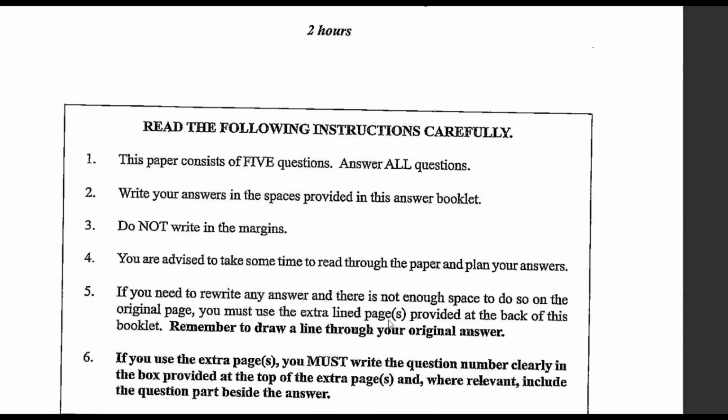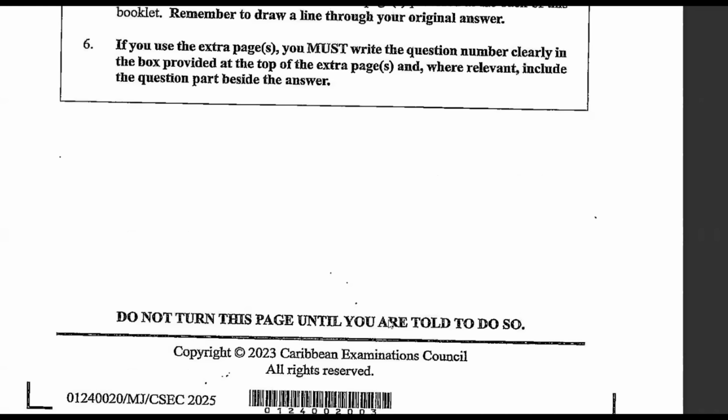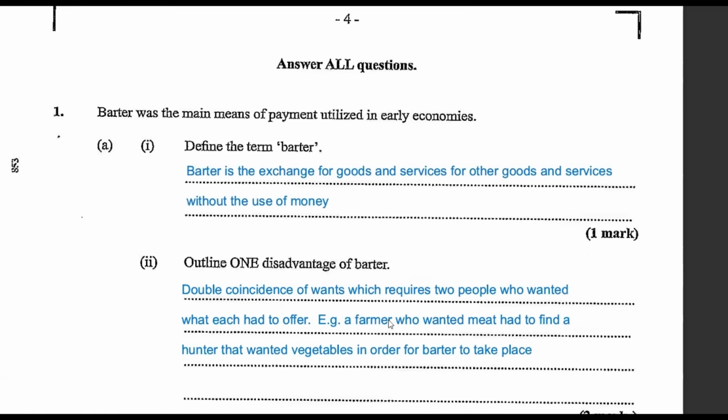Okay, so welcome, guys. Today we're going to be having a look at the May June 2025 Principles of Business Paper 2 examination. I'm going to go through those questions and have a look at the suggested answers. So let's begin. Now, question 1.